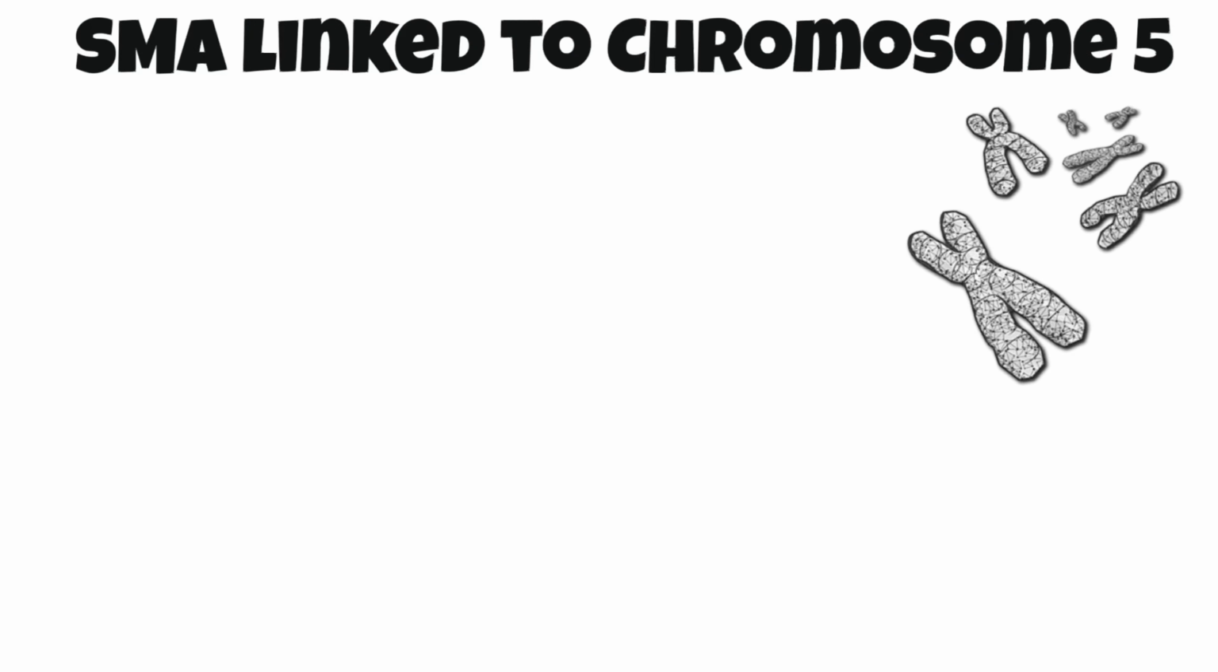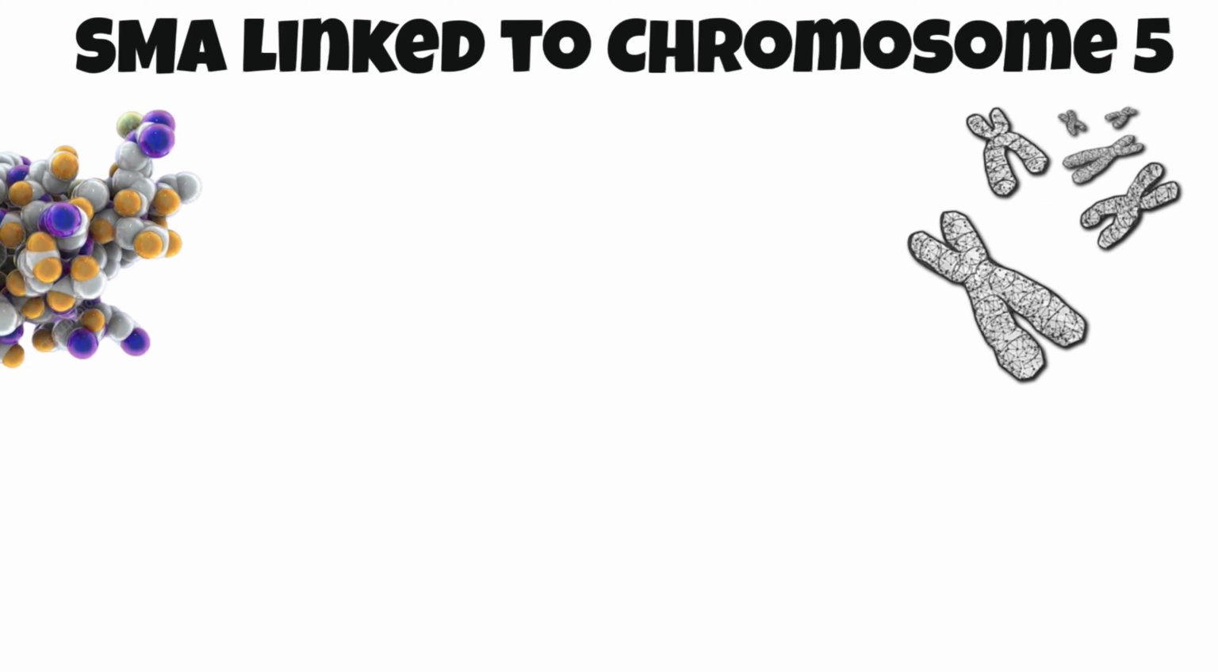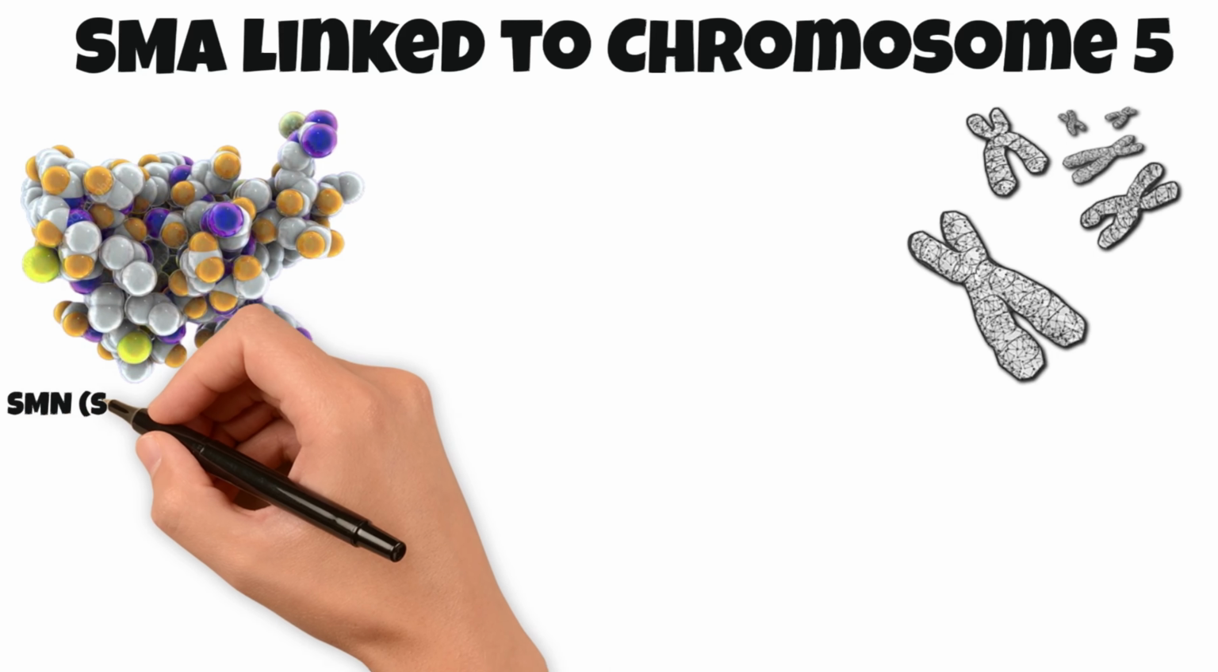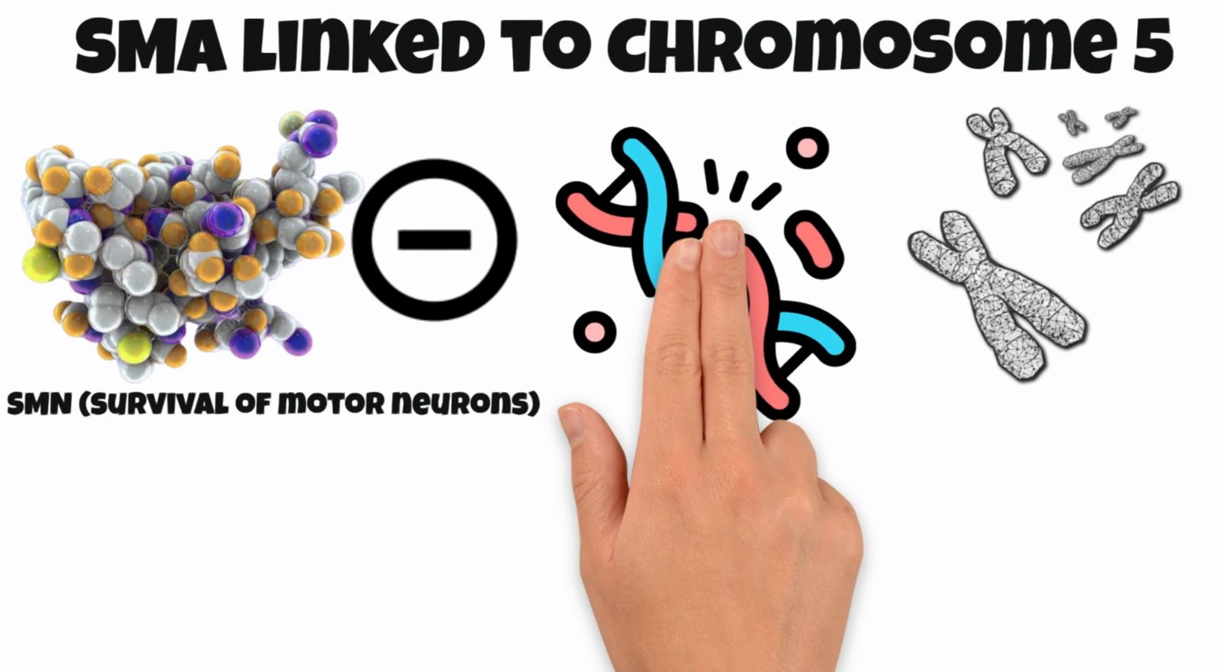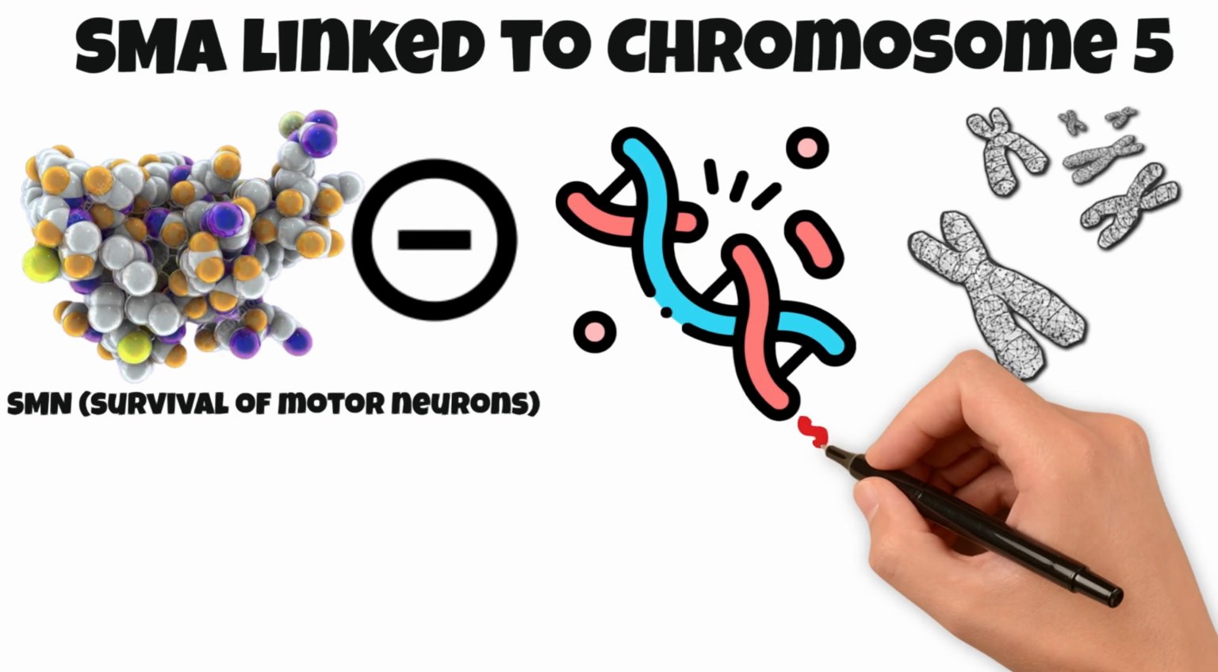Spinal muscular atrophy types 1 through 4 are all caused by a single protein shortage known as SMN, which stands for survival of motor neurons. SMN protein deficiency arises when a mutation is present in both copies of the SMN1 gene on chromosome 5. Normally, the majority of proteins produced by SMN1 genes are full-length and functional. However, mutations result in little or no full-length functional SMN protein production.